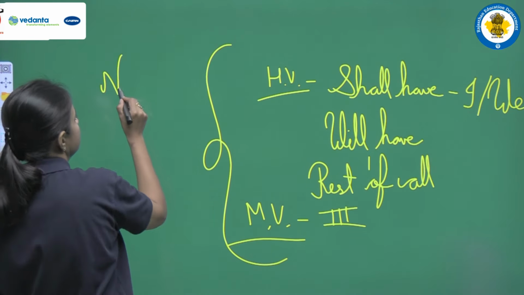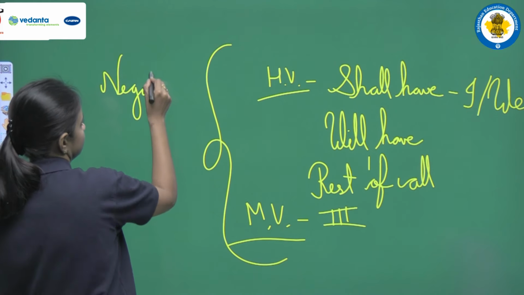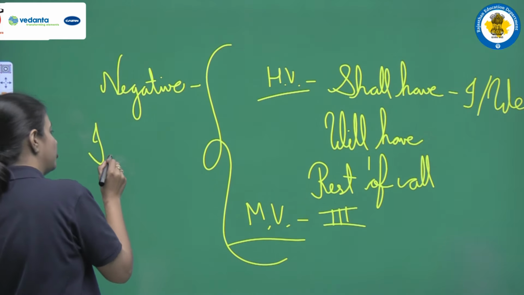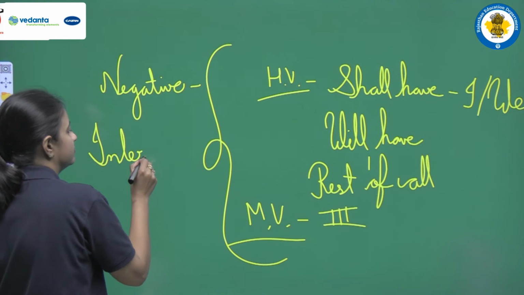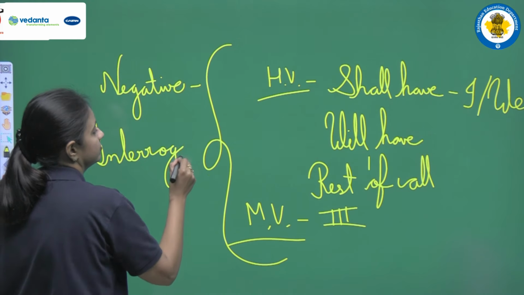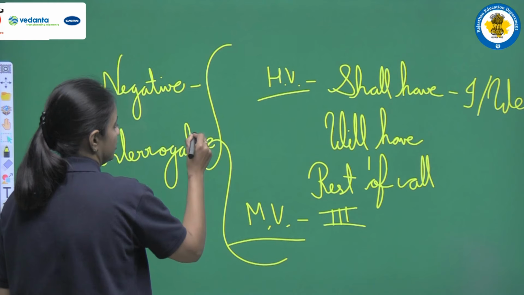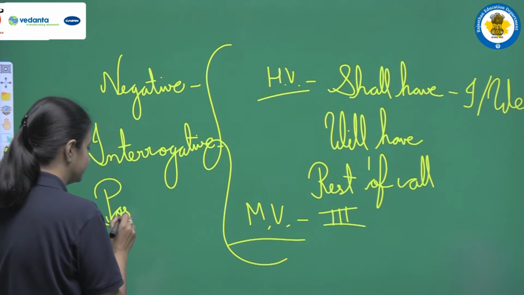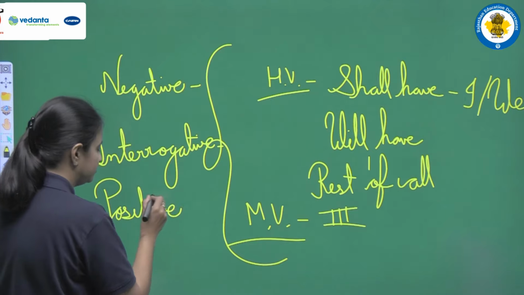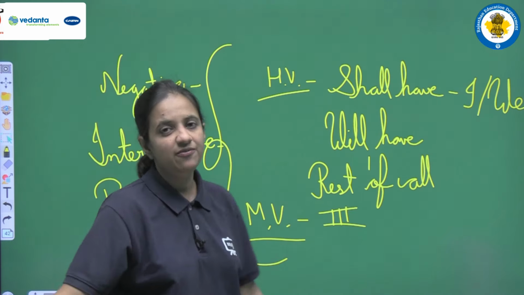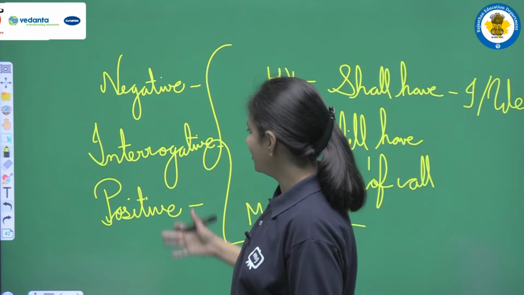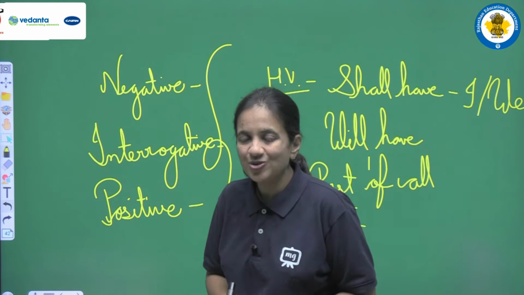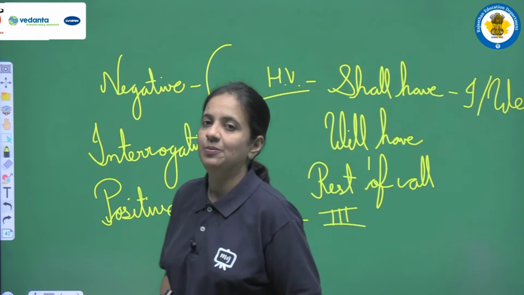No matter your sentence is a negative one, the given sentence is the interrogative one, or the given sentence is a positive one. So actually we are having all the different kinds of sentences, and it actually makes no difference because we have to use the same rules of helping verb and main verb.